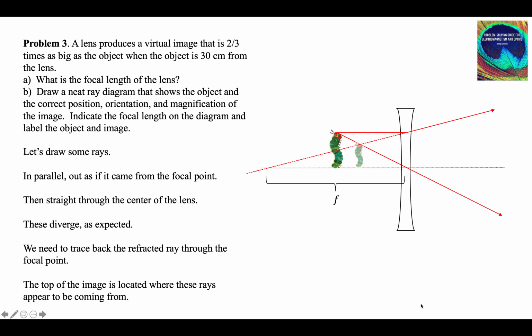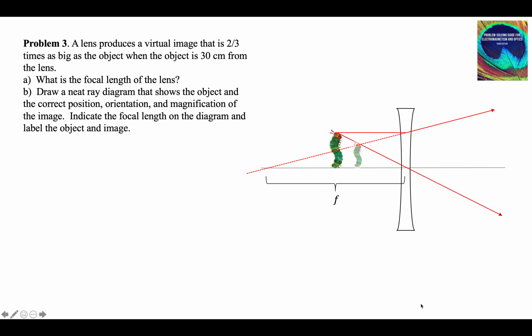Everything seems consistent. The image is 2/3 the size of the object. The image is virtual. It's at 20 centimeters. The object is at 30 centimeters. The focal length is 60 centimeters. Remember, the observer is looking through the lens. It's a piece of glass. It's transparent. The observer is over here looking at the rays coming through the glass. And the observer will see an image 2/3 the size of an object.